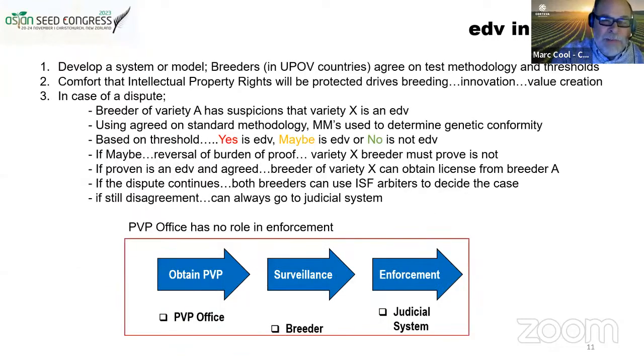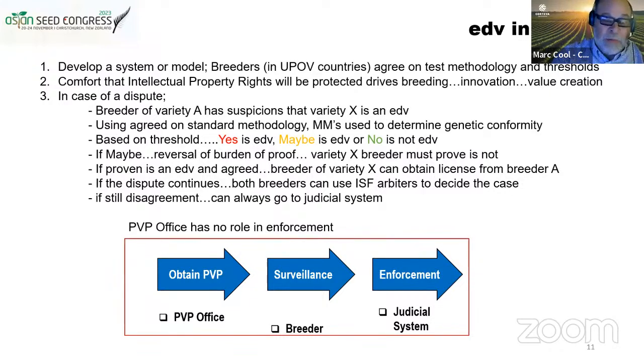So EDV in practice, how do we as breeders use this? The next 2 slides are focusing on this topic. One is we just talked about developing an EDV system. The reason for doing so is to make sure that intellectual property rights are balanced with access, and that those drive breeding, which creates innovation, which helps create value for society and farmers. That is the reason for an intellectual property system.